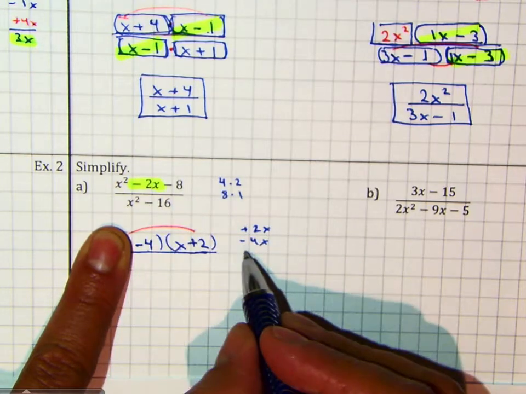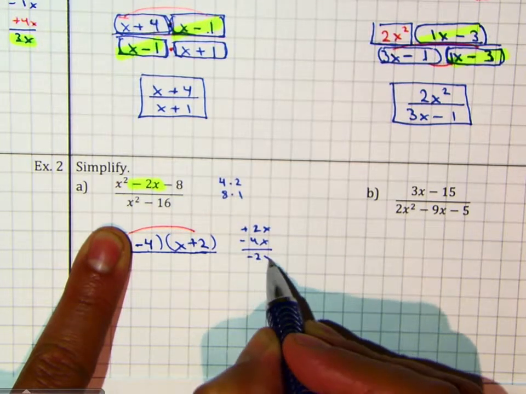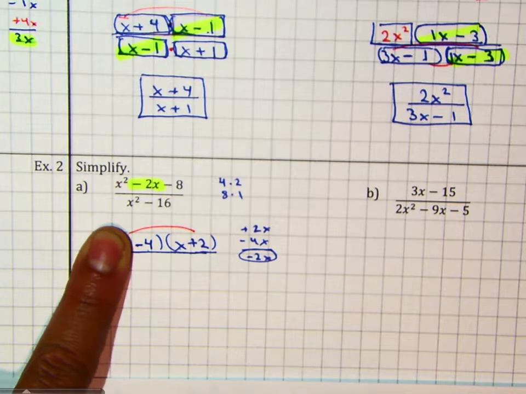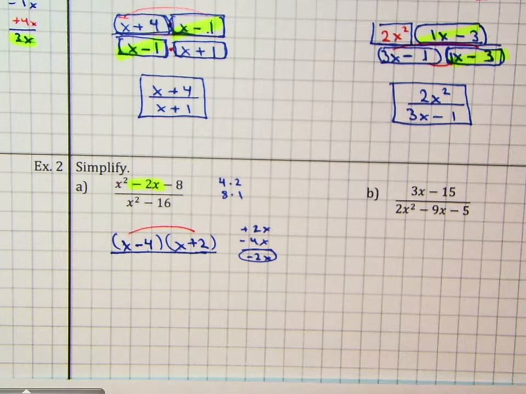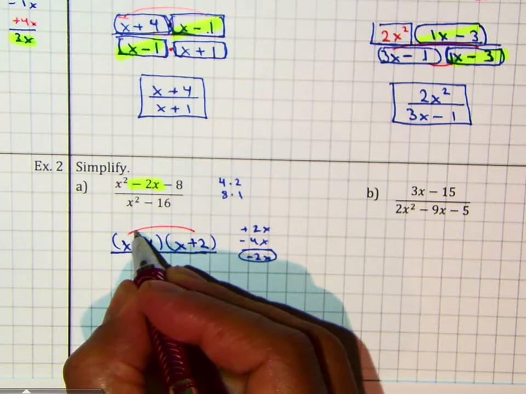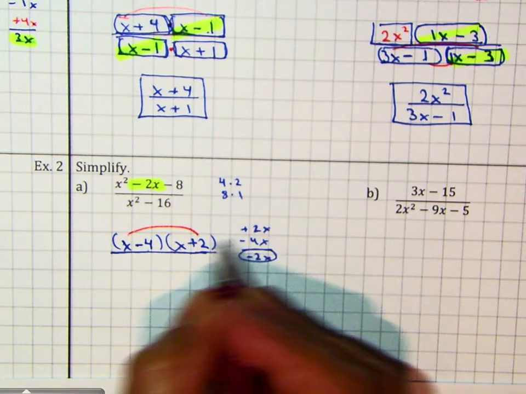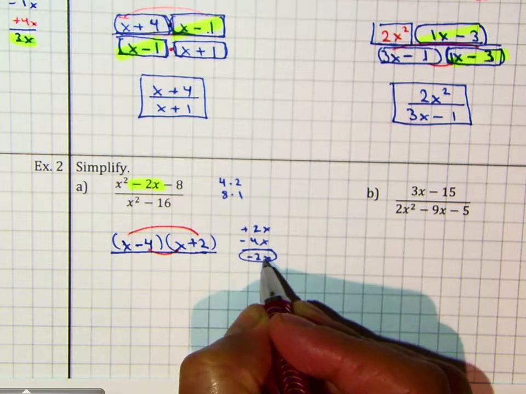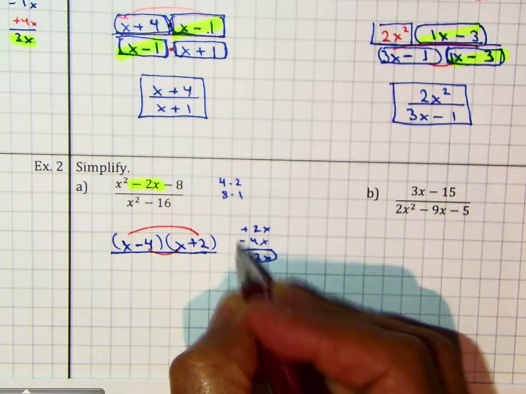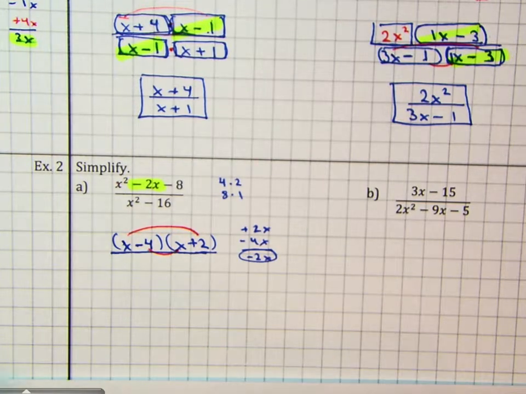This middle term is obtained by adding those 2 middle terms. But we usually, at this point, just multiply the outside numbers, multiply the inside numbers, and that gives me 2x and negative 2x. And most of you guys can do this in your head at this time.